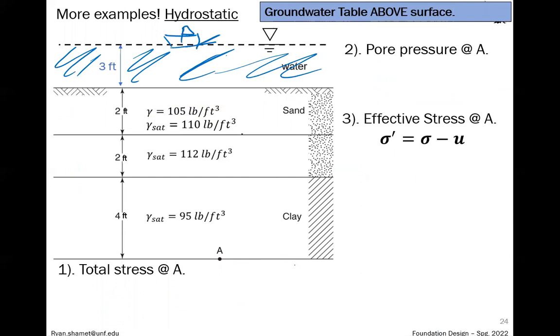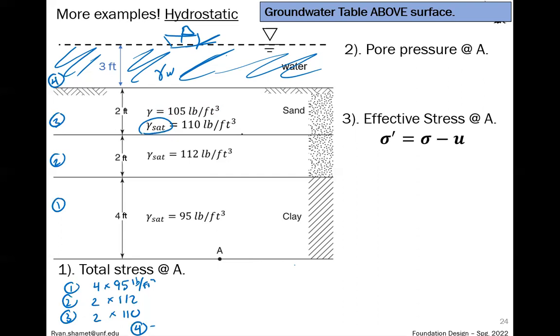Then that would change our total stress. So not only will we use the saturated, but now we're going to have another material of gamma water here. So again, just as we said before with these 3 layers, now we have a 4th one here. First layer will still have the 4 feet of 95 pounds per cubic foot. Second one will be 2 times 112, then 2 times 110, and then the 4th layer is the water layer. We'd have to add that as well, the 3 feet of 62.4.